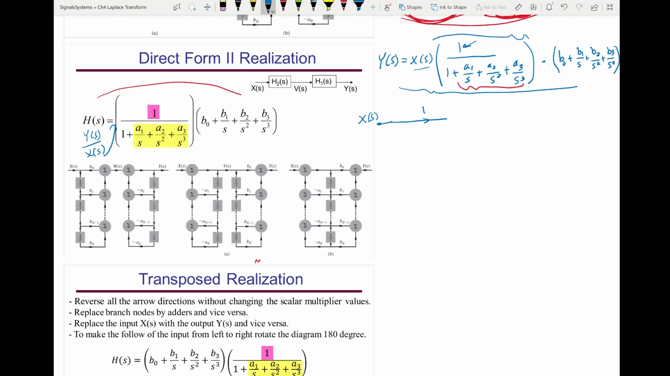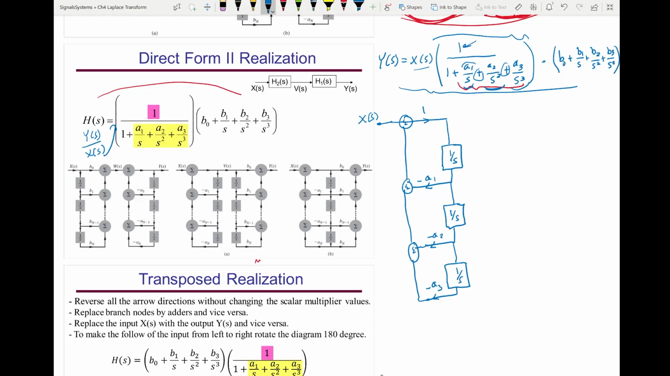So what is it? It is an integrator 1 over S amplified by a1. And again, because this is negative feedback, I'll just make this negative, so the summation will be positive. Then go to a second integrator amplified by a2, so that's minus a2, negative feedback, and a third integrator, negative a3, and then I sum them up. And the output of these here, I call it W of S. So that's W of S.